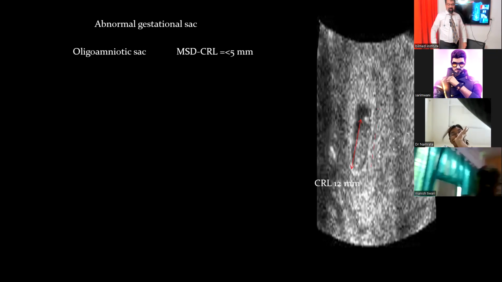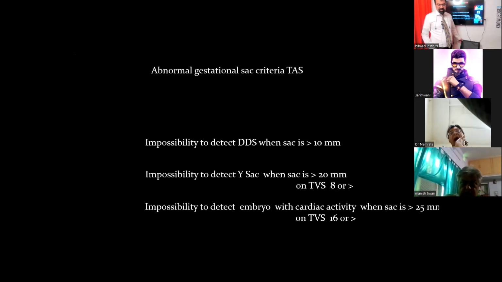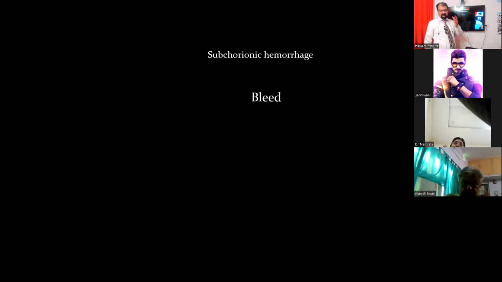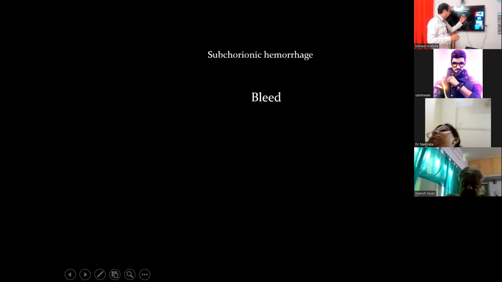We discussed yesterday the oligoamniotic sacs, and we discussed how important this oligoamniotic sac is, why that is important. So this all is discussed with you. Now, today's session. Today's session is subchorionic hemorrhage, a bleed.